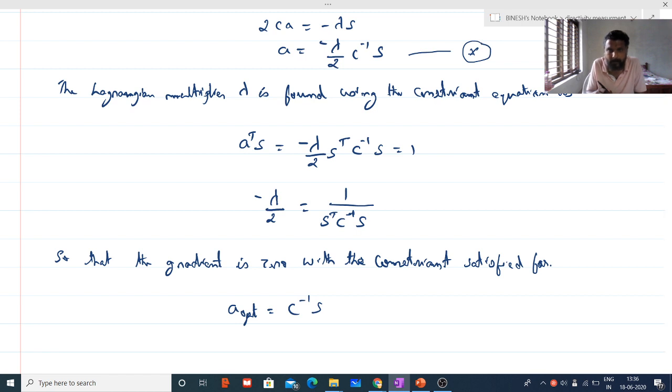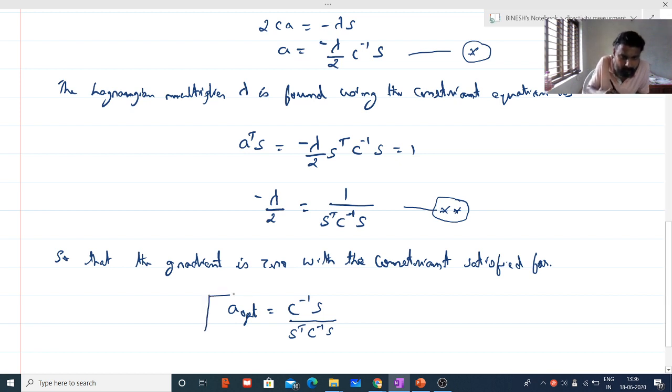From equation star you are getting A equal to minus lambda by 2 C inverse into S. In equation double star, you have minus lambda by 2, which is nothing but 1 by S transpose C inverse into S. So the optimum value of A is nothing but C inverse S divided by S transpose C inverse into S. You just substitute the double star in star and you will get the optimum value of A. So this is how we are getting the A optimum.